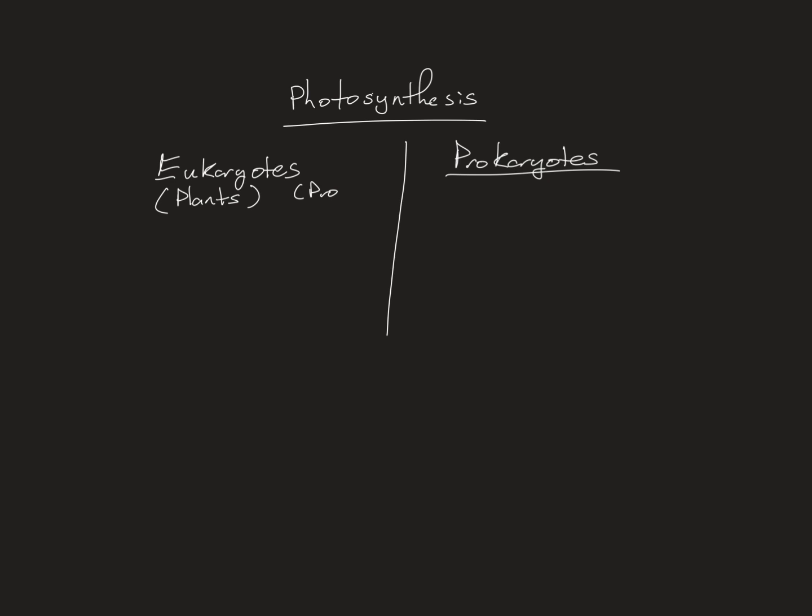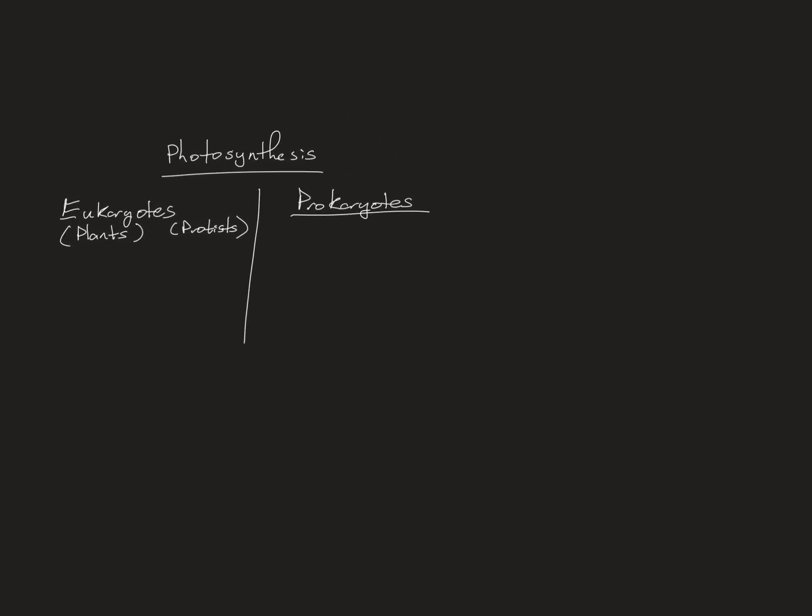Protists are eukaryotes. They have a nucleus, but they're not plants. They're single cell. Remember, we talked about the different cell types.